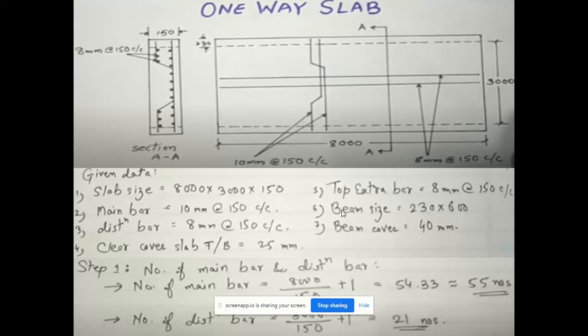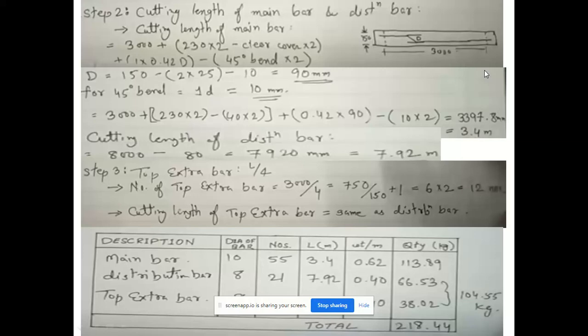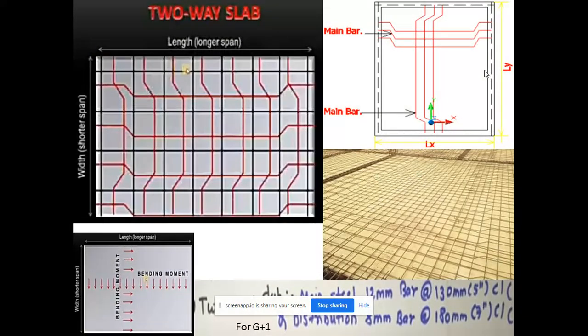Over here is a bar bending schedule required for a one-way slab of span length 8 meters and 3 meters, size of 8 meters side length and 3 meters side breadth. I think this is the bar bending schedule of that. Followed by we have a two-way slab. The construction of two-way slabs is also shown over here with bending moment acting in both directions perpendicular to each other, and here we can see the bent-up bar in both the directions.